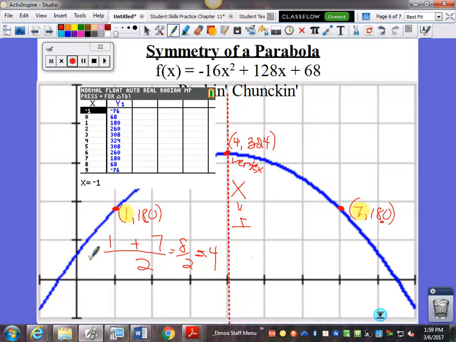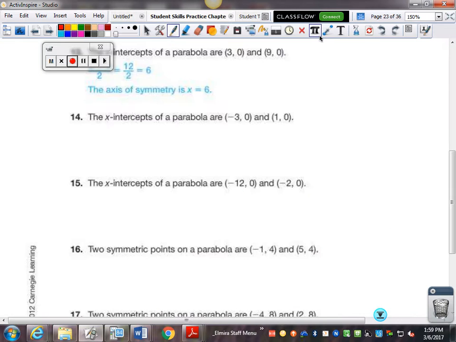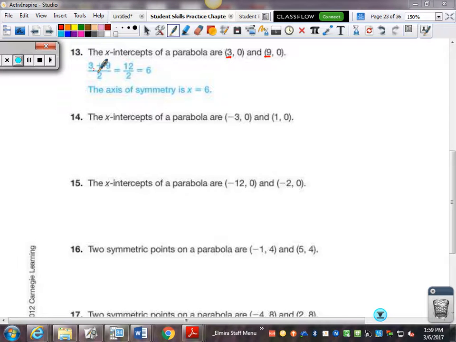All right, so let's do that on a homework question. The x-intercepts of a parabola are (3, 0) and (9, 0). So we've got 3 and 9 for x values, and you can see they added them up and divided by 2. So the axis of symmetry is x equals 6. Okay? All right, number 14.